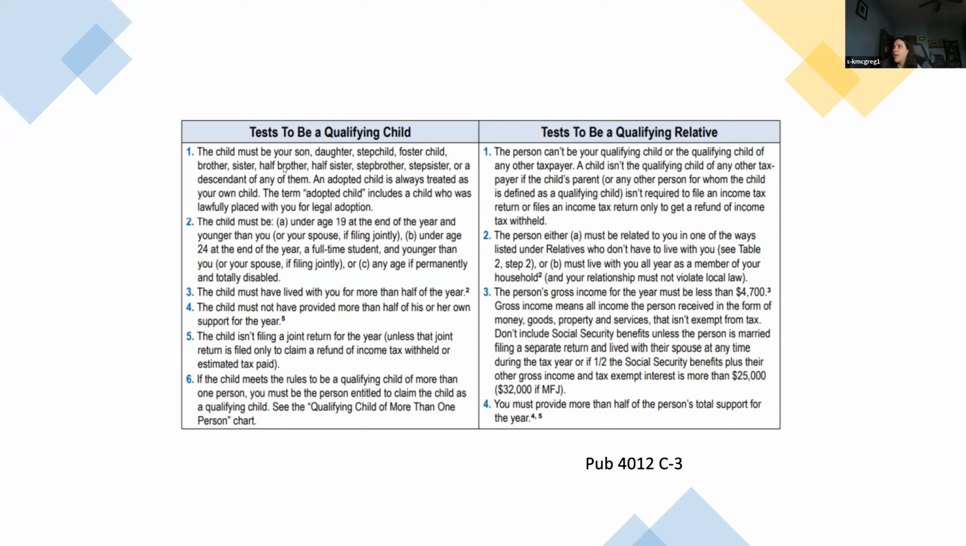For qualifying relative, they're not one of these people. They must be related to you based on the relatives, and there's another table that shows all those that I mentioned earlier. Their gross income must be less than $4,700, or if they're on Social Security, half their Social Security plus their other income can't be more than 25, and you have to provide more than half their support. So there's a difference there.